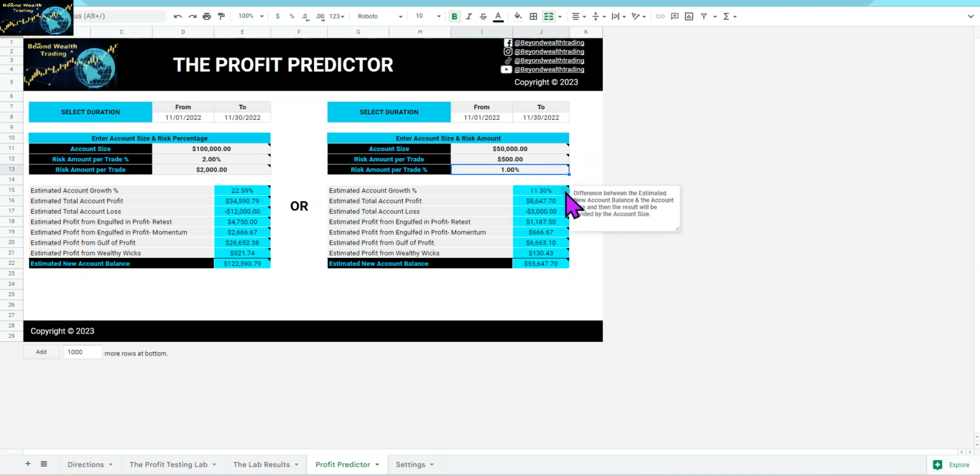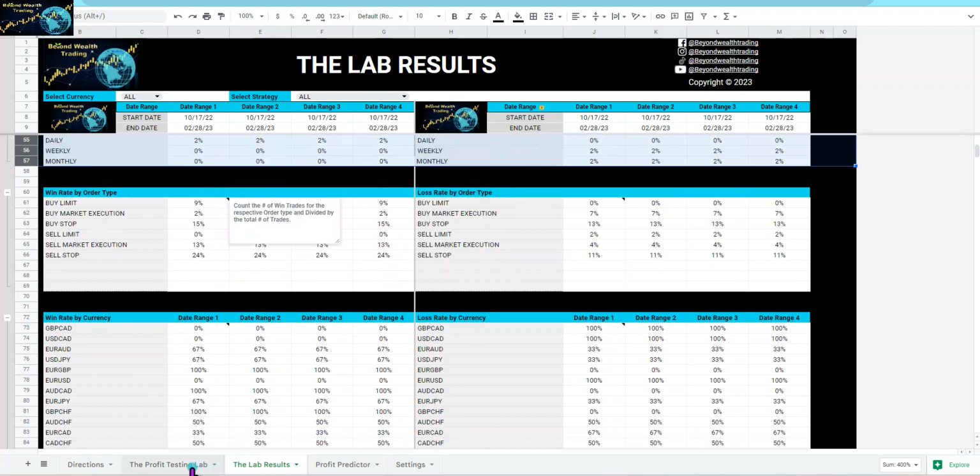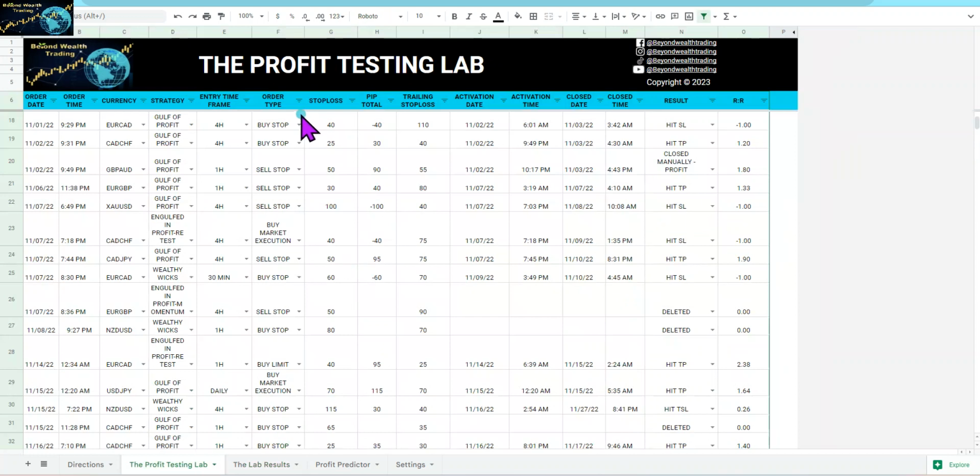Also, guys, with all of our sheets, you have the option to hover over and see how it's being calculated. If you have any questions about that, it will tell you. And then also you have the option to reach out to our tech support. If you have any questions, you can chat us or email us at support@beyondwealthtrading.com. But of course, chat is the best way to reach us and get your questions answered quickly.